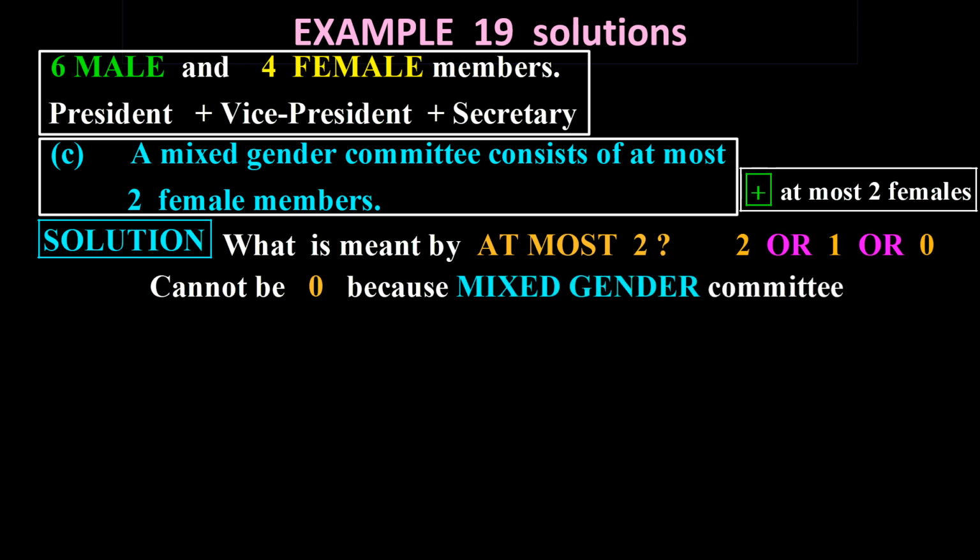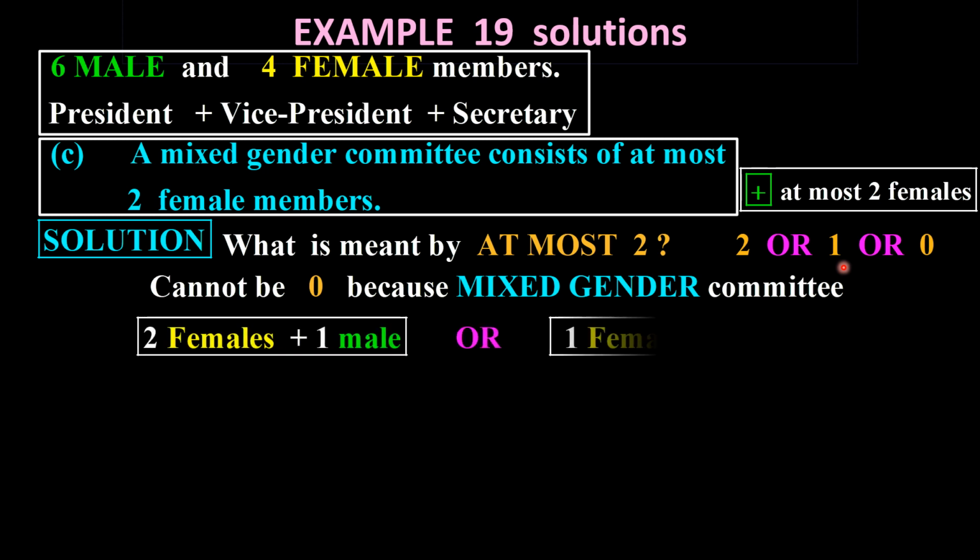But it cannot be 0, because if there are no females, it means it's not mixed gender. So the only options are 2 females or 1 female. Let's now look at the options here, right? So the committee has to consist of 2 females or 1 female. So it will be 2 females and 1 male, or 1 female and 2 males.